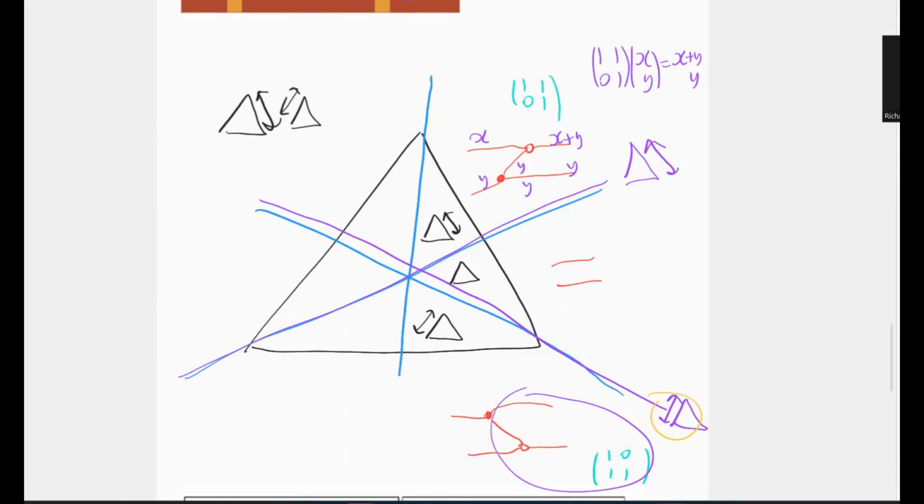And let's check with this bottom case as well. Does this correspond with this matrix here? So in this bottom case, again, what we want is that this icon here stands for this matrix here. And we hope that this also corresponds with this diagram. Let's check that. So yeah, that's going to be x plus y. That's good.